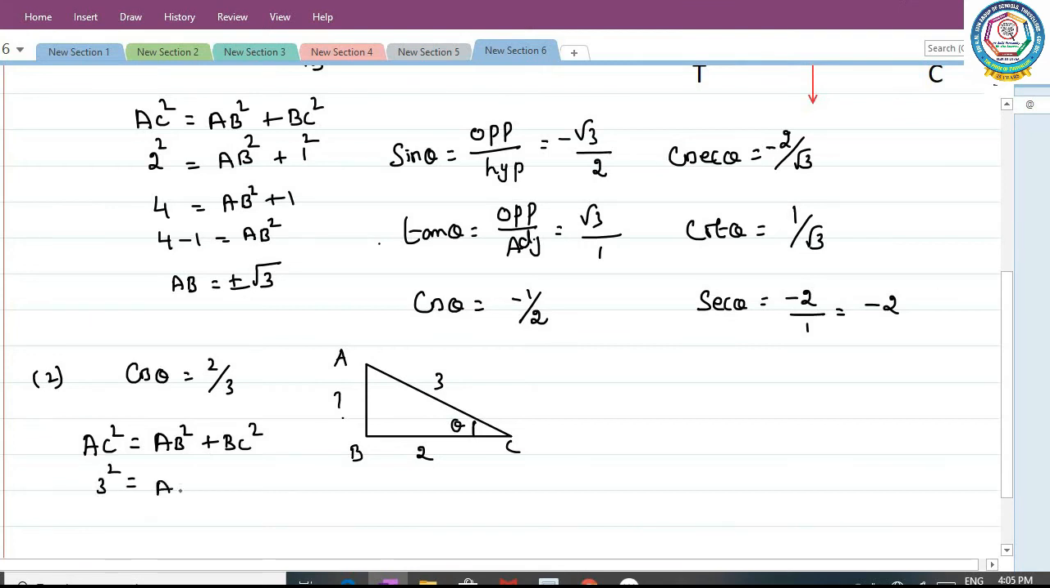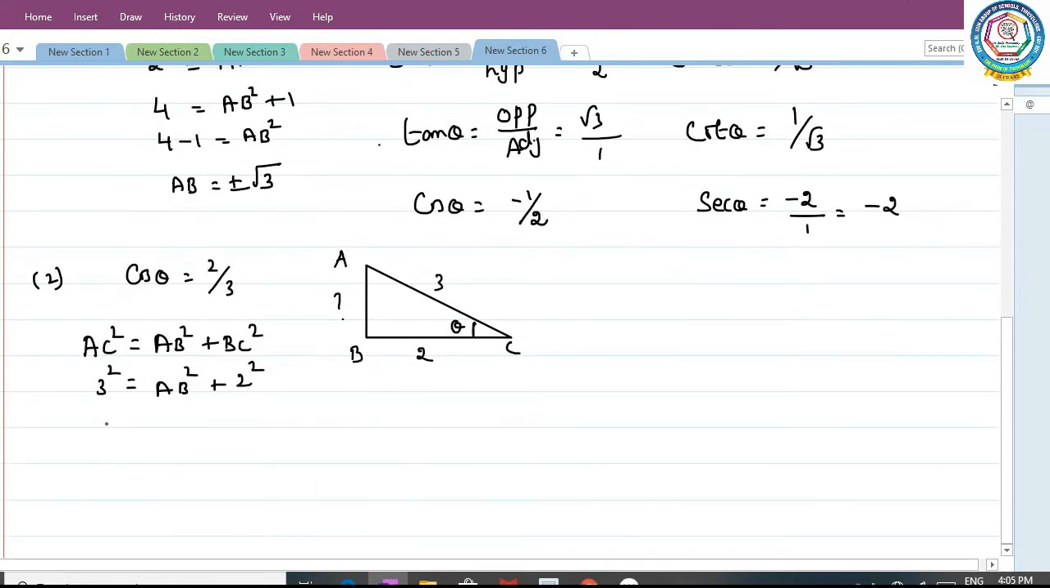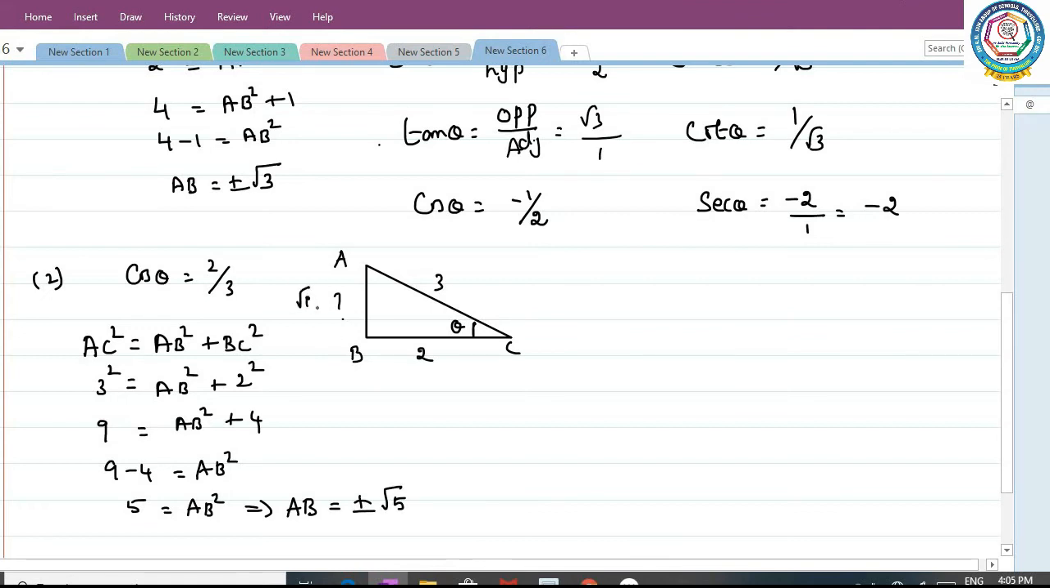AB square we don't know. We have to find out BC square, that is 2 square. Next step, 3 square is 9, equal to AB square plus 4. 9 minus 4 equal to AB square, that is equal to 5. 5 is equal to AB square, which implies AB equal to plus or minus square root of 5. So AB is square root of 5.